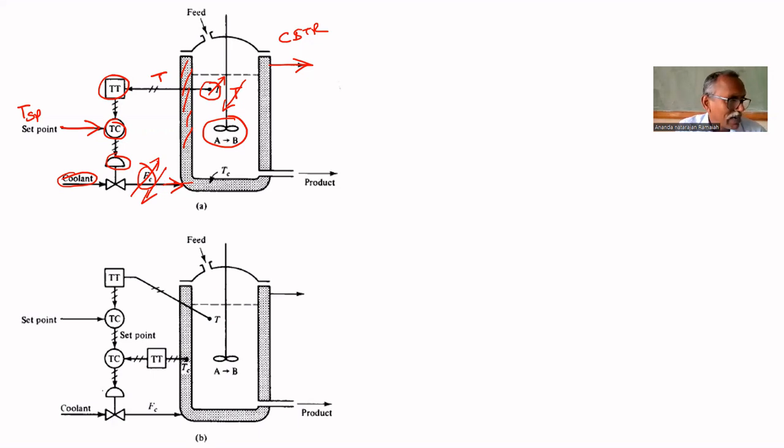If the coolant flow rate is increased, the amount of heat removed will be more. That's why the temperature will decrease. If the temperature decreases, we have to reduce the coolant flow rate so that the temperature will increase. That is the conventional controller. Now we will consider two cases, two disturbances.